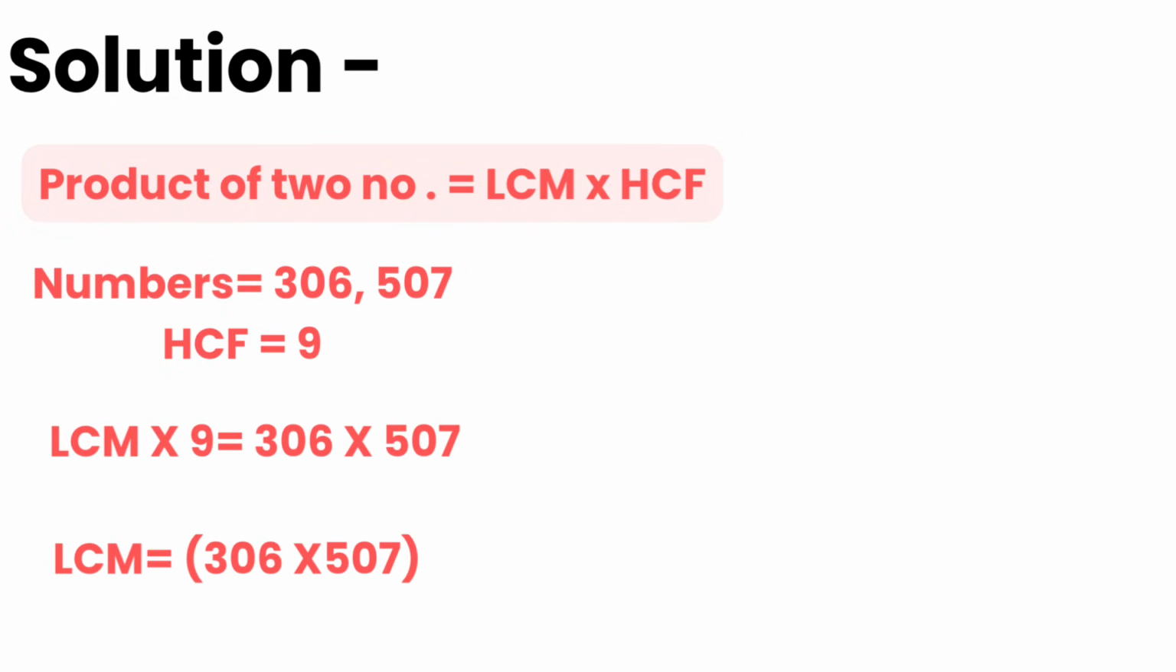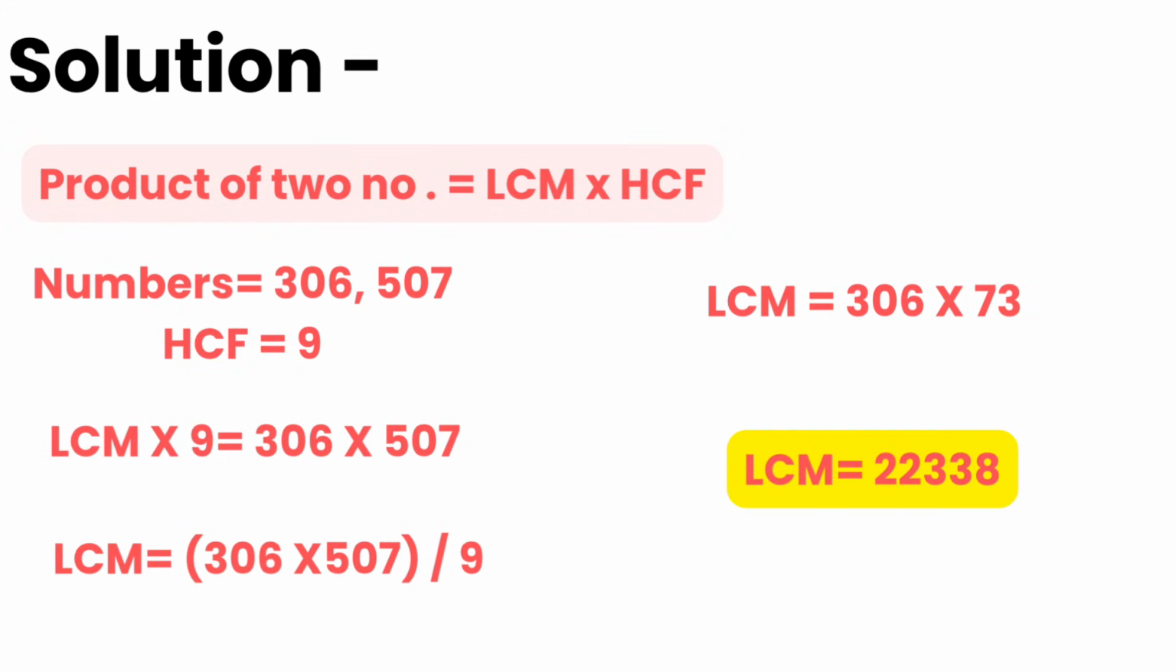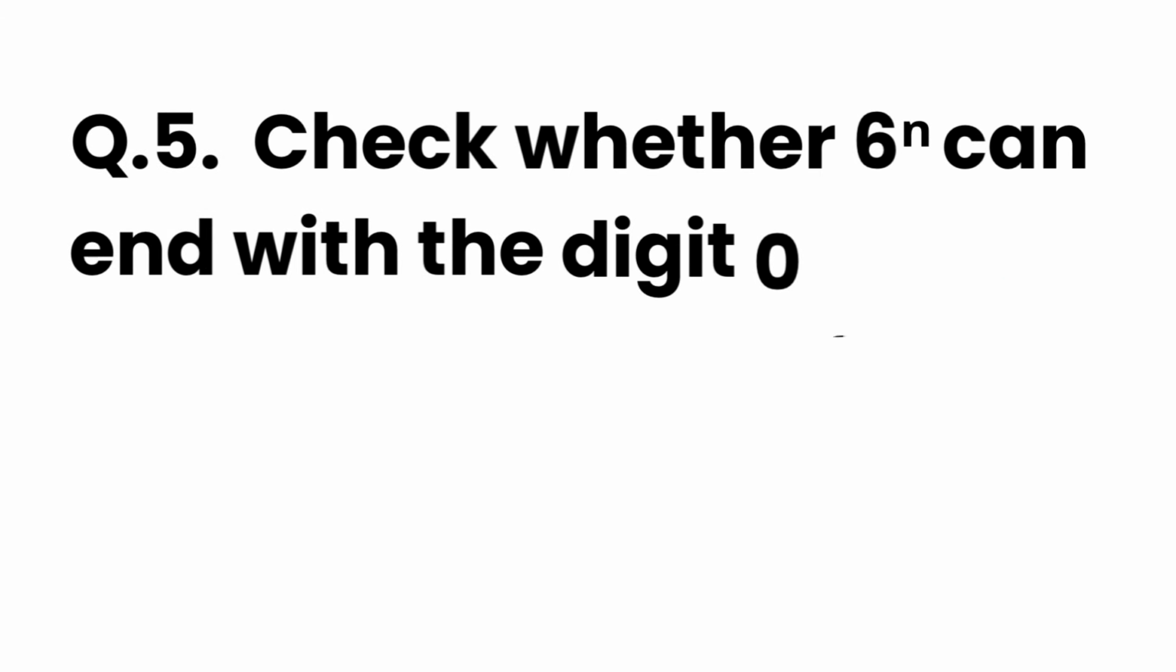This LCM would be 306 multiplied by 657 divided by 9. This becomes 73. Now LCM is equal to 306 multiplied by 73. So LCM would be 22,338.